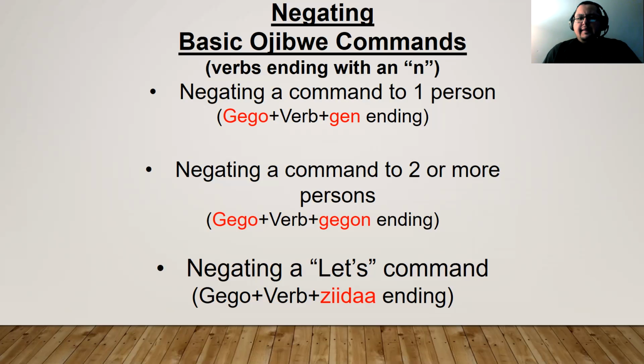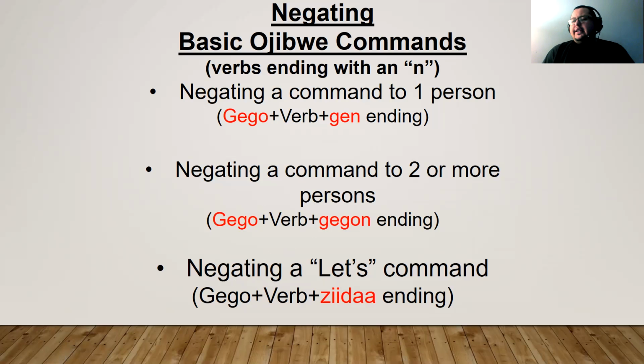Talking to one person. Next, we have negating a command to two or more persons: gego and our verb plus gegon. Gego Dagoshingegon. Notice how that flows in there with that nasal N. One person, Gego Dagoshingain. Two people, Gego Dagoshingegon. And Dagoshinda, let's arrive. Negate that, we have Gego Dagoshinsida. Okay, let's not arrive.